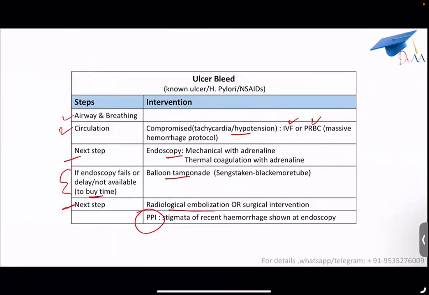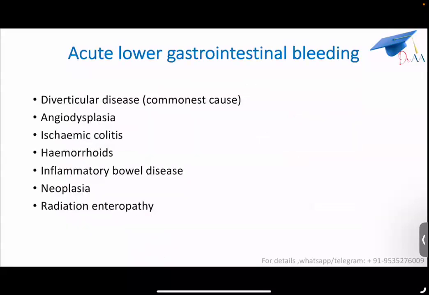PPIs are only recommended if he is a known case of peptic ulcer disease. Otherwise, do not give PPIs. Preferred PPI is omeprazole over any other. There are plenty of other PPIs: pantoprazole is there, rabeprazole is there, esomeprazole is there. Preferred one is omeprazole. What about lower GI bleed?